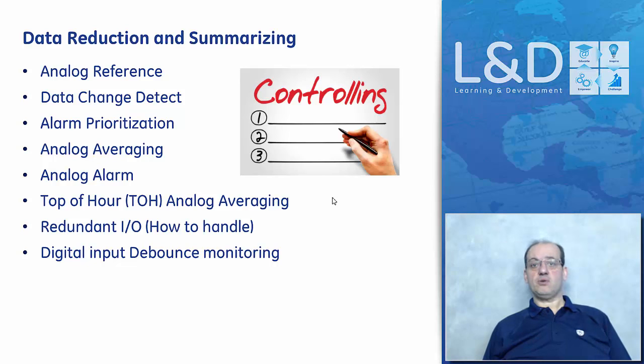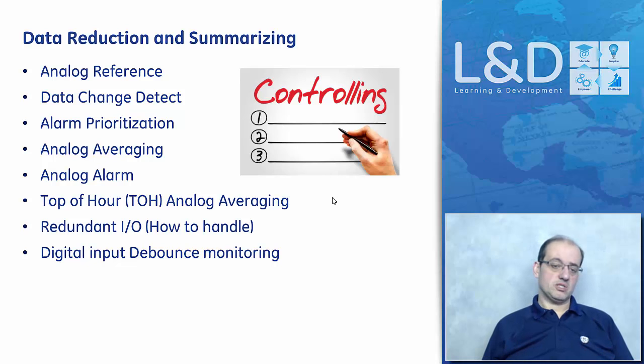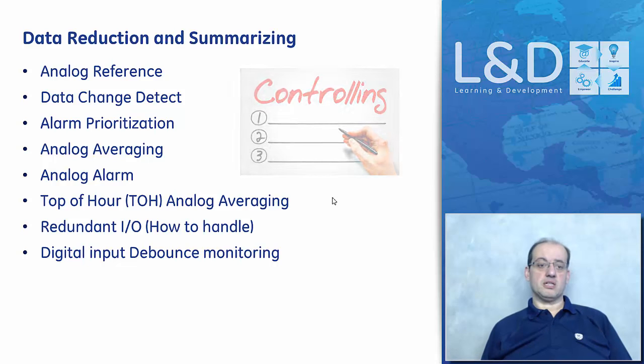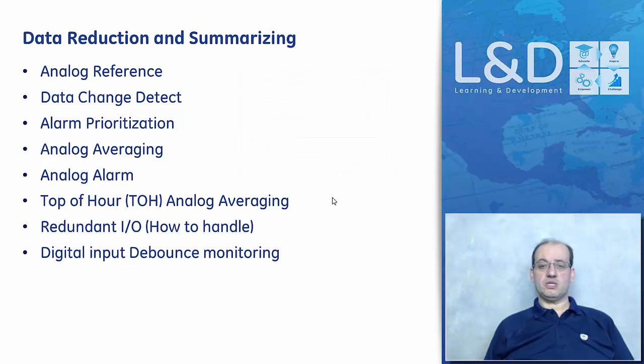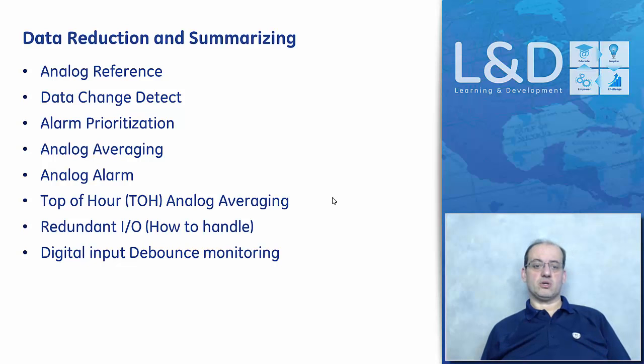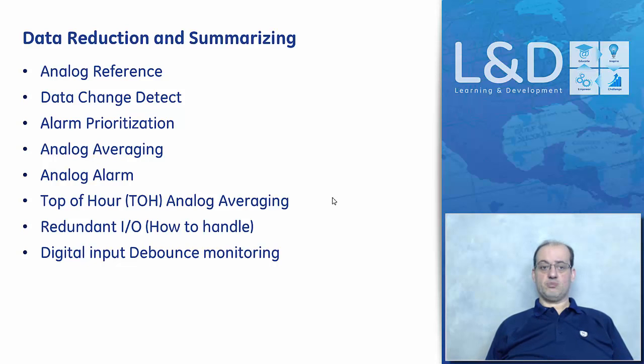Analog reference. If your analogs lose their references, right, that means that the data cannot be trusted. So it has to have proper measurement, proper reference to measure against. Whenever the data changes, a data change detect application would detect that and report the data. Alarm prioritization. So is the alarm important? Is it not important? Alarm analog averaging. So do you really want to hear every time your analog chatters, or do you want to hear an average of your analog value as an operator?